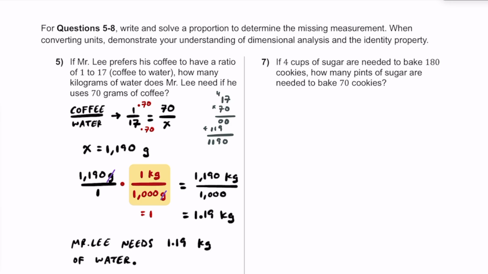Another way you could have gone about this is if you wanted to convert the 70 grams of coffee in the beginning to kilograms, you could have done the problem in kilograms from the beginning, but either way, you're going to have to convert at some point. Totally your choice when you want to do it.